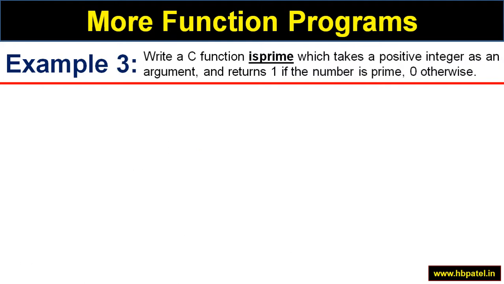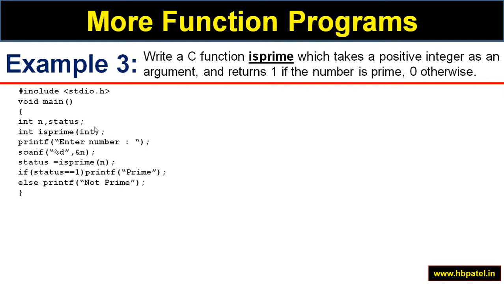The third example is a little different. I want to check whether the given number is prime or not. We know what a prime number is. A prime number is something which is only divisible by 1 or by the number itself. So I need to check. If the number is prime, the function should return 1. And if the number is not prime, it should return 0. So based on the value 1 or 0, I would come to know whether the number is prime or not.